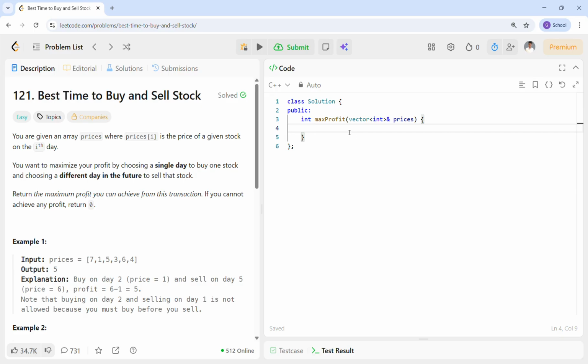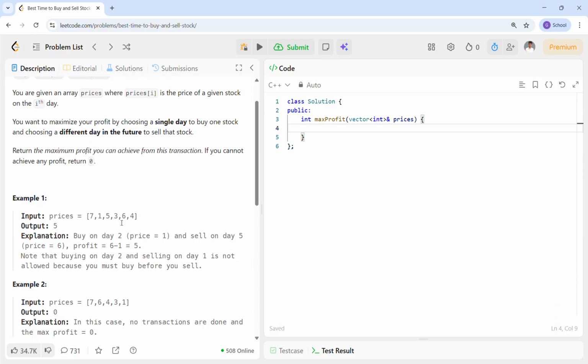So today we'll solve LeetCode problem number 121, Best Time to Buy and Sell Stock. You are given an array prices, where prices[i] is the price of a given stock on the i-th day. You want to maximize the profit by choosing a single day to buy one stock and a different day in the future to sell it. So you have to maximize profit.